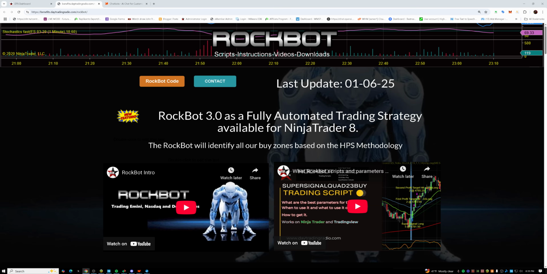The Rockbot is actually an automated trader that was developed by myself to find the setups in the market that I teach. It's called a high probability methodology based off the George Lane stochastic divergence and my quad rotation indicator that I developed, plus other technical things all put together.